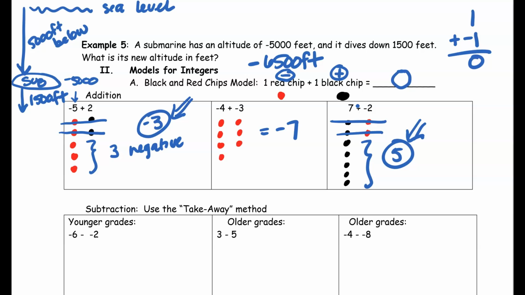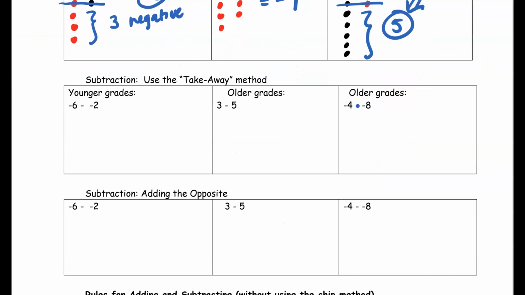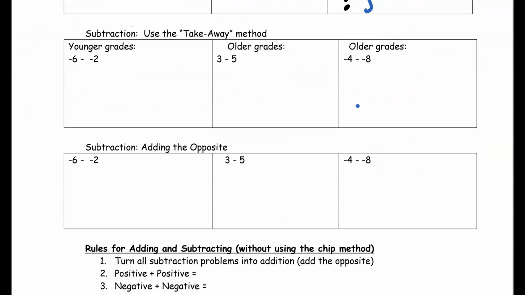So let's look at how you would use chips to do subtraction. So the takeaway method. For a younger grade, they might do a problem like this where you have -6. And then what this means right here, it means to take away. So the subtraction means take away 2 red chips. So take away 2 negatives. So you'd say, okay, I'll take away 2 negative. And then what am I left with? I'm left with -4. That's my answer.